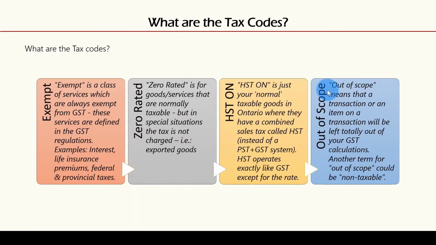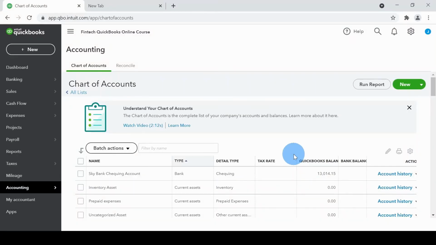All right, the last one is out of scope. Out of scope means that a transaction or an item on a transaction will be left totally out of your GST calculations. Another term for out of scope could be non-taxable. So something that you don't want to appear in your sales tax reports at all, that is what you can put as out of scope. Okay, so these are the tax codes which pop up by default, and that's a little bit of explanation. Right guys, let's have a look in QuickBooks.